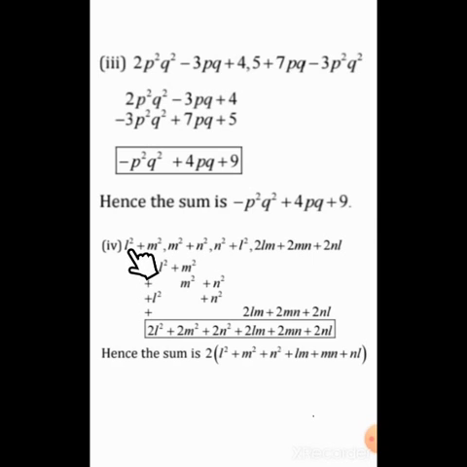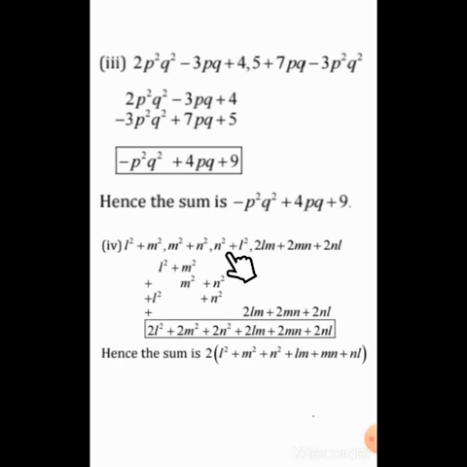Fourth one: l square plus m square, n square plus l square, 2lm, 2mn plus 2nl. Now here 4 expressions are given. First of all, we write the first expression, l square plus m square. Below that the second expression, m square plus n square. In the m square column we put m square, and n square in another column.